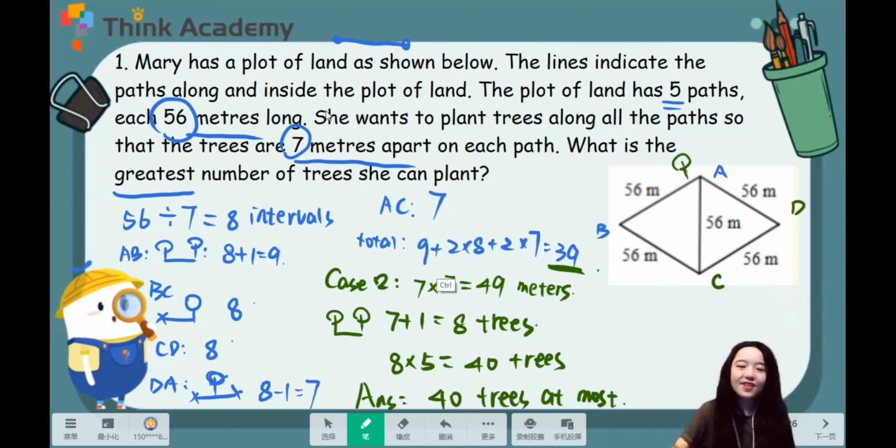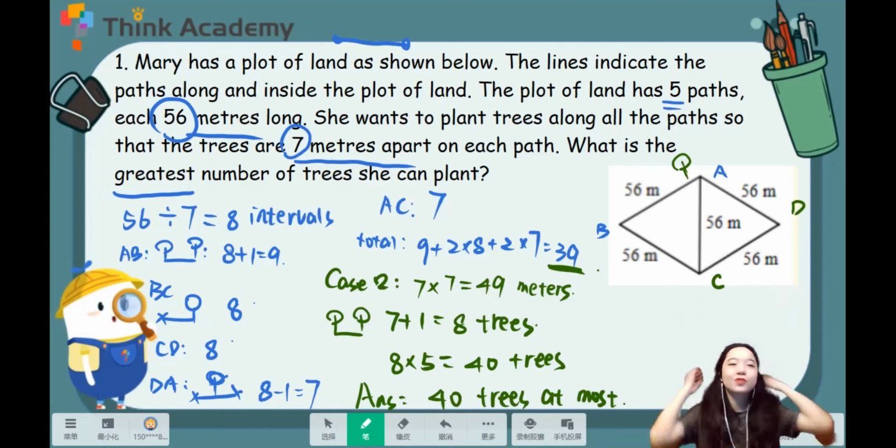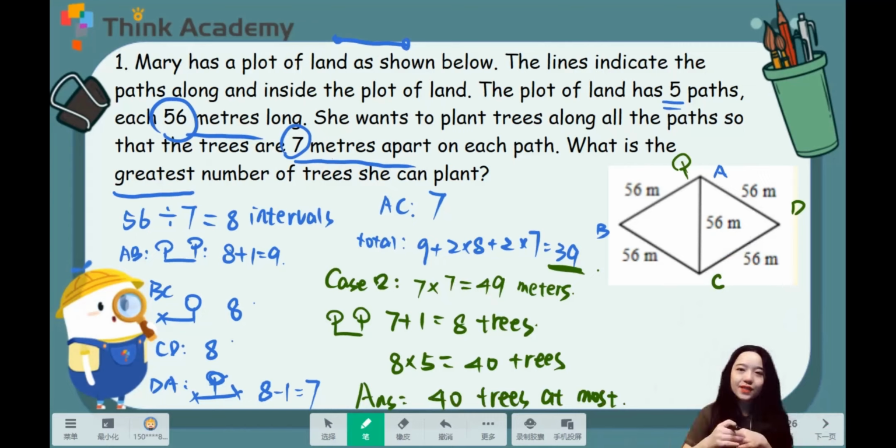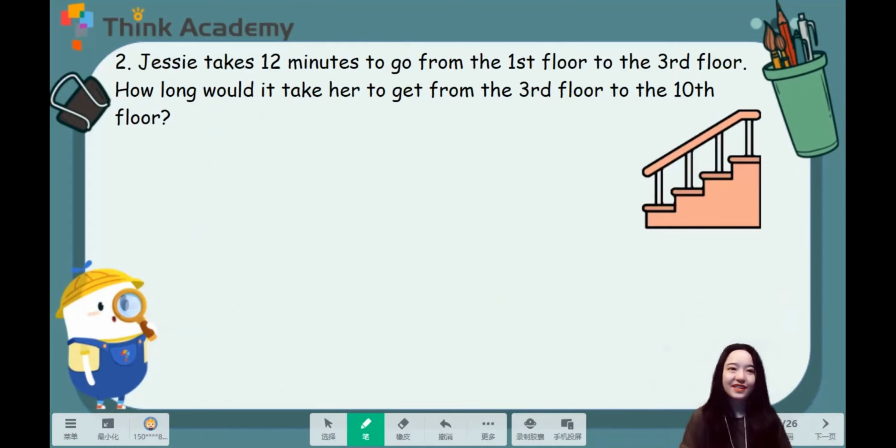Actually, this question is not only a tree planting problem, but it also wants us to think out of the box. Sometimes we just focus on one thing, but in this question we need to consider the road as a whole part. So, have you got it?